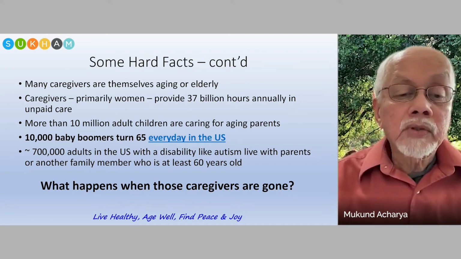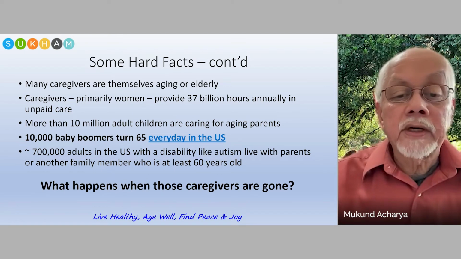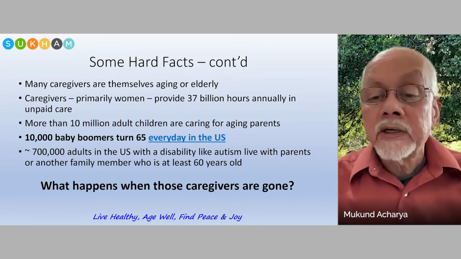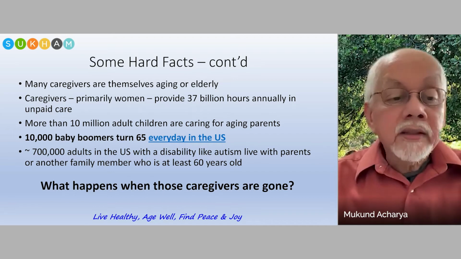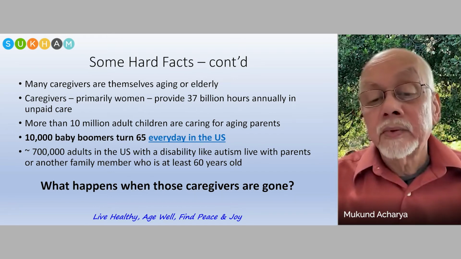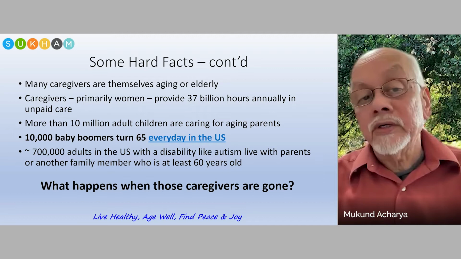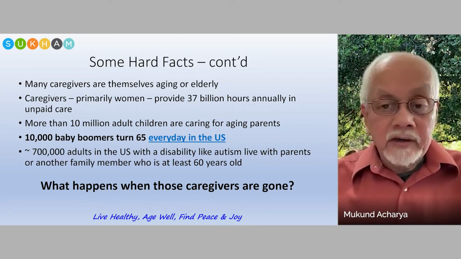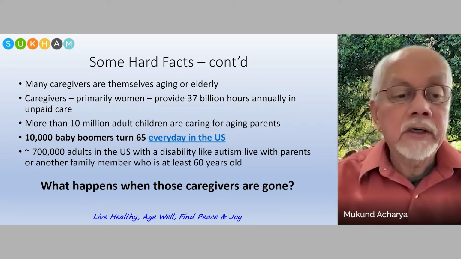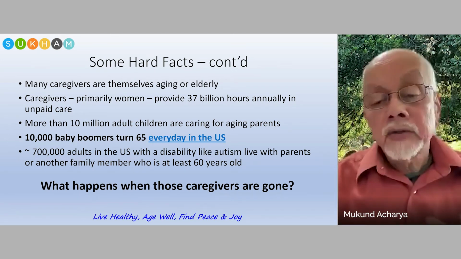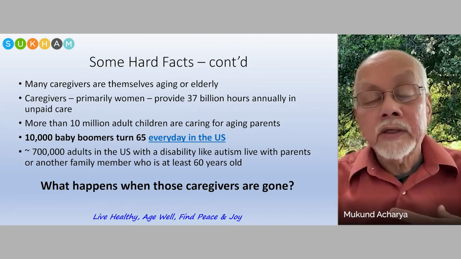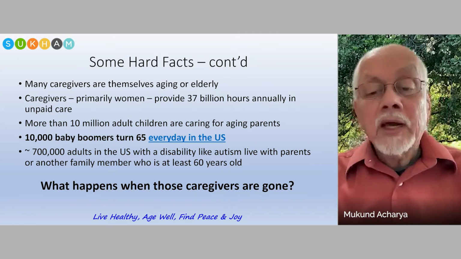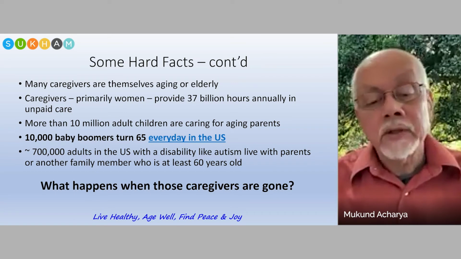And there are almost 1,750,000 adults who live with a disability like autism, right? And they live with parents or another family member who's themselves almost a senior. So aging and caregiving kind of become inextricably mixed after a while. And so then you ask yourself, for the people who are being cared for, what happens if that caregiver was to go away somewhere? How do you prepare for that? How do you plan for that, right? So that's one of the things we want to be talking about and thinking about.